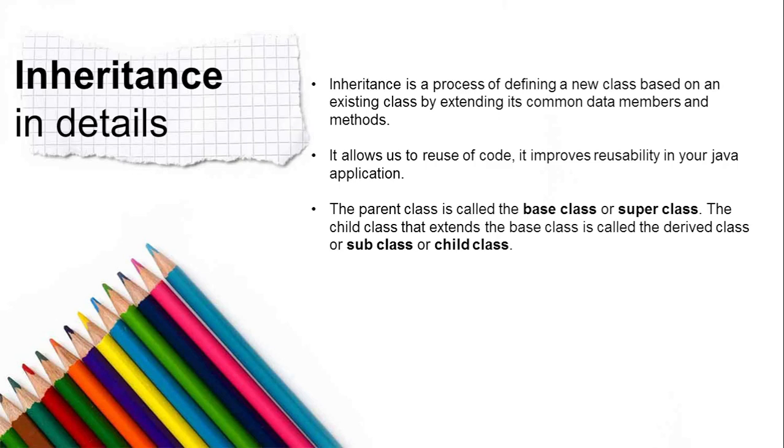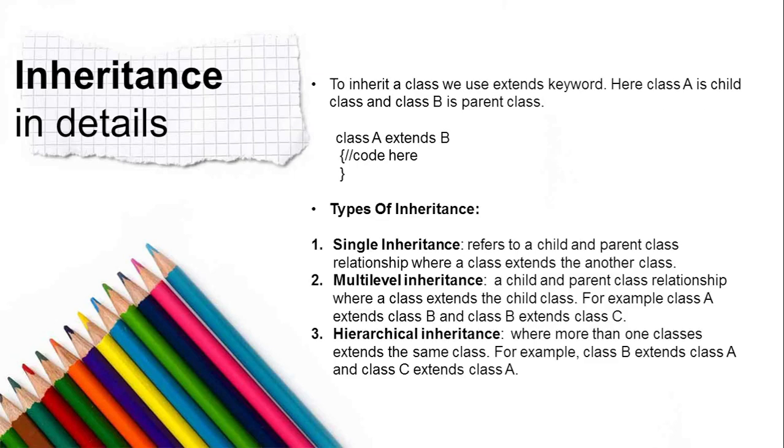So here the parent class which is inherited is known as the base class or super class, and the child class which is inheriting the property of the super class or the base class or the parent class is known as derived class or subclass or child class. These terms you have to remind every time and you have to use every time.